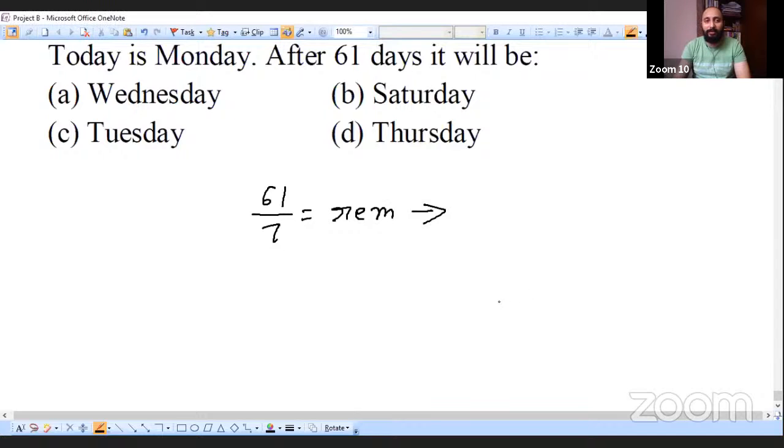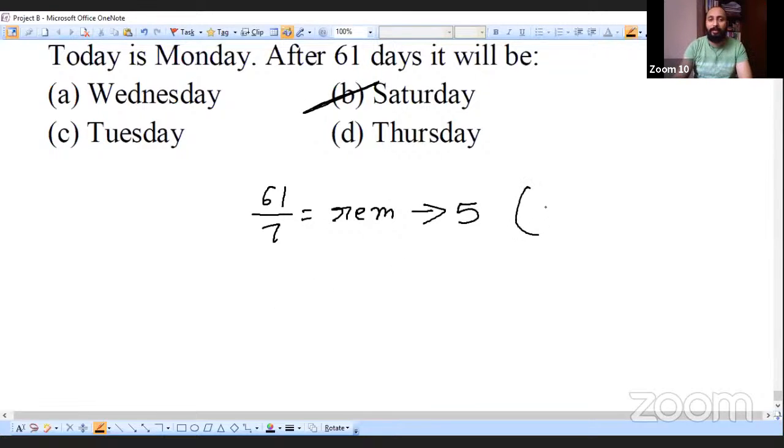8 can't be the remainder. Shraddha, it is divided by 7, so 8 can't be the remainder. How can 8 be a remainder? Yeah, 5. Very good. So Monday plus 5. What is Monday plus 5? Saturday is the right answer. Very good, people.